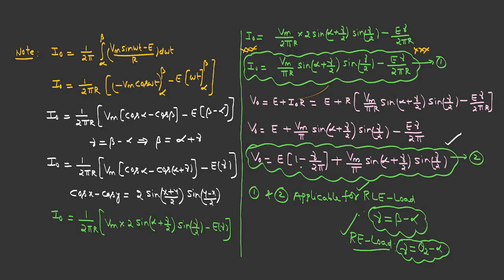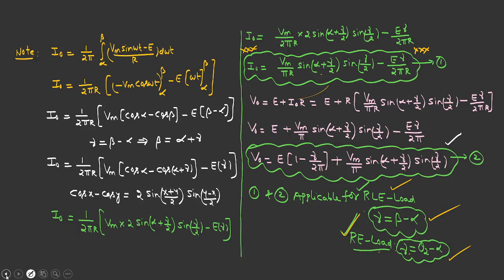In RLE load, what is the gamma? Gamma equals beta minus alpha. For RE load, gamma equals theta 2 minus alpha. That is, 1 and 2 are applicable for RLE load. Even for RE load we can apply it, but in RE load, what is the conduction angle? Gamma equals theta 2 minus alpha, you can apply.